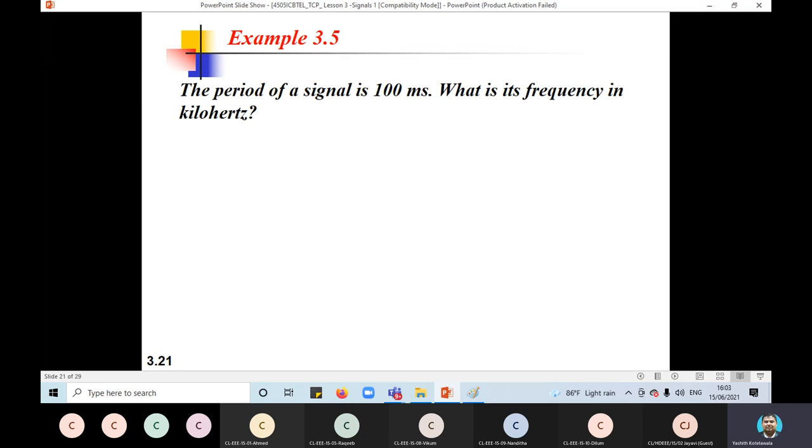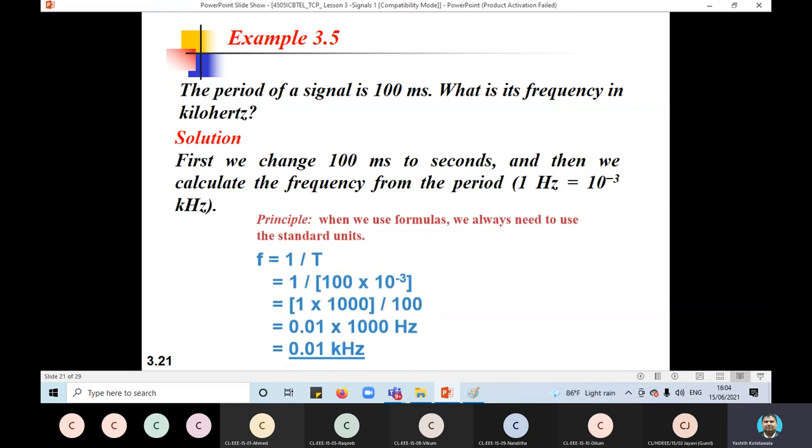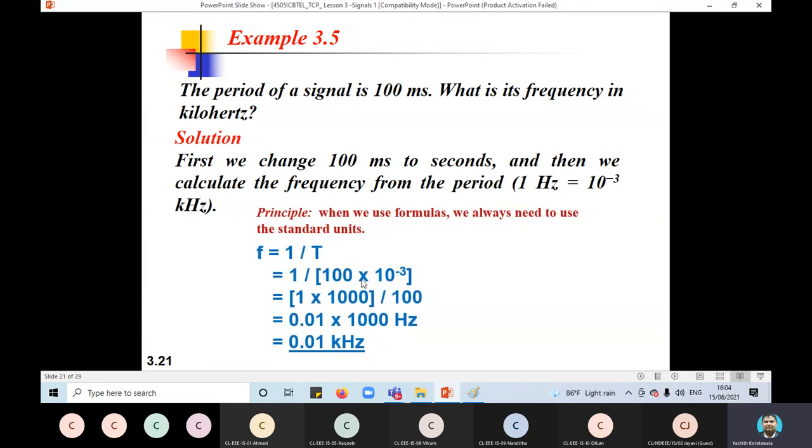A period of a signal is 100 milliseconds. That means the time duration of one wave component is 100 milliseconds. What is its frequency in kilohertz? When it is milli, definitely what you are getting is in kilohertz. So what is going to happen here? We get the equation f is equal to 1 over T. T becomes 100 milliseconds. So milli has to be 10 to the power negative 3. So 1 over 100 times 10 to the power negative 3.